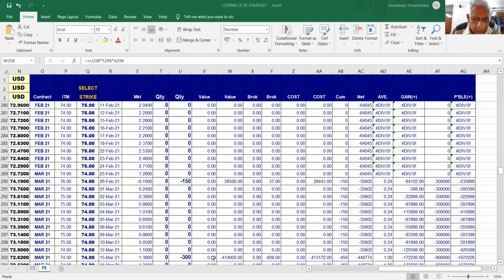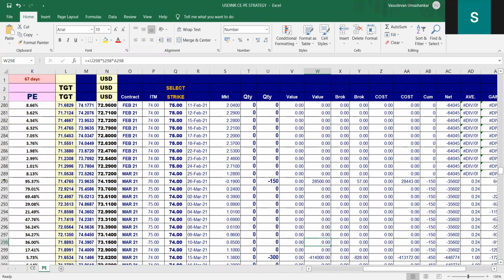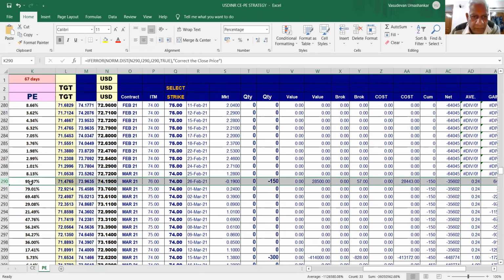290, sir? Yes, sir. 290, 95%. Okay. So you should have taken the short position on the call side, not the put side, right?